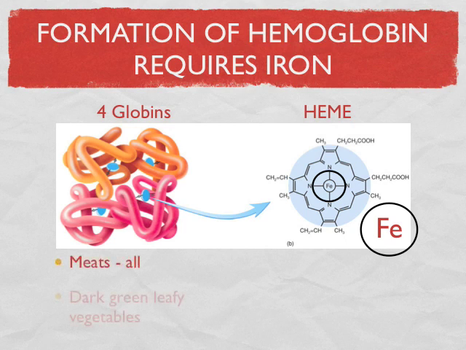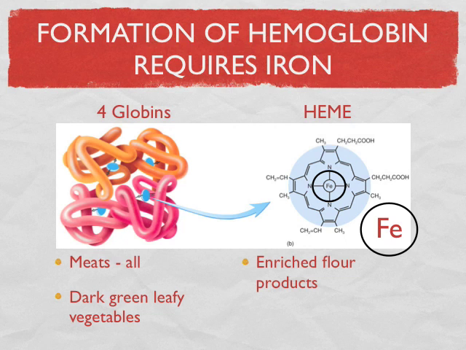Meats are very good. Since meats typically have a lot of blood within them, even if they're drained of blood, they're going to have lots of iron. Dark green leafy vegetables. The king of the dark green leafy vegetables is spinach. Some people don't like spinach because it can actually have sort of a sharp metallic taste, especially when it's rich in iron. You want good iron in your diet? Have a spinach salad or cook some up for dinner sometime.